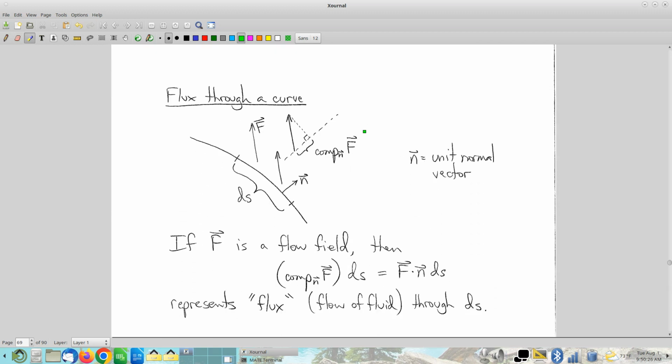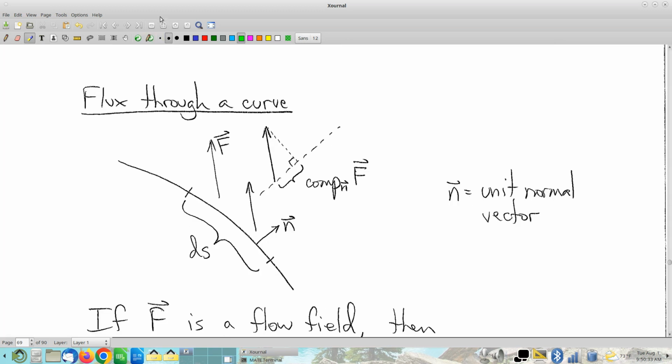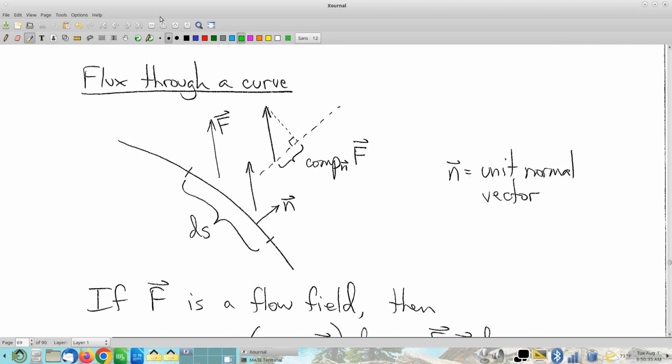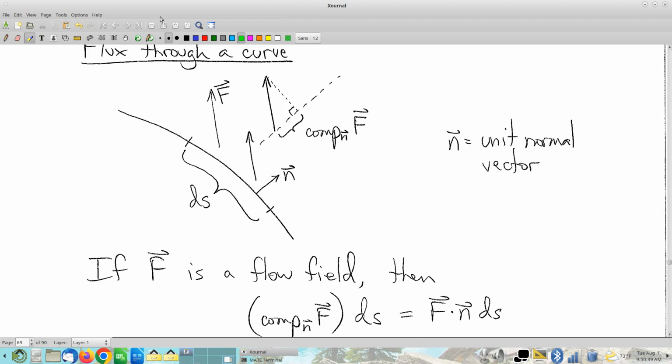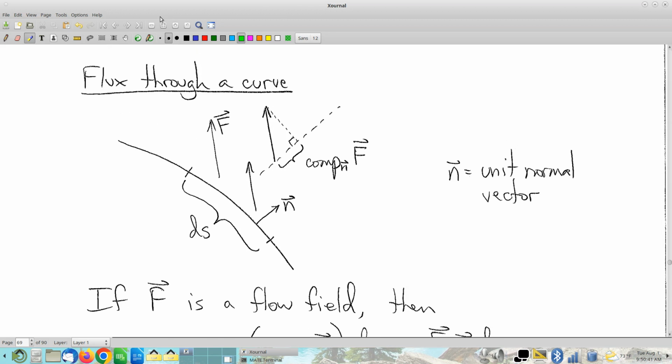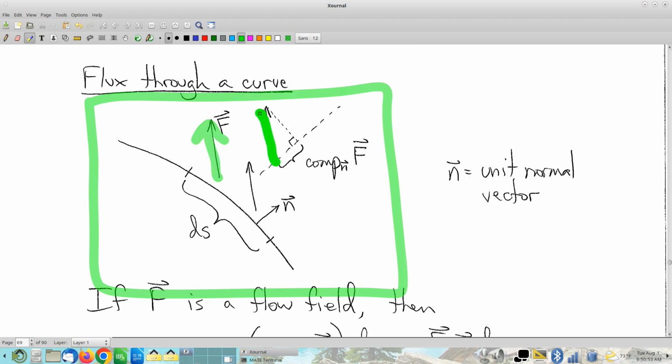Moving along, I want to talk about an idea called flux. Flux is a really interesting concept. It's ultimately just a formula, but it does have a really important physical interpretation. Now, I'm going to start with the two-dimensional version of flux. So we're going to imagine a two-dimensional scenario here. We've got a vector field, and I want to interpret this vector field as representing the flow of a fluid.